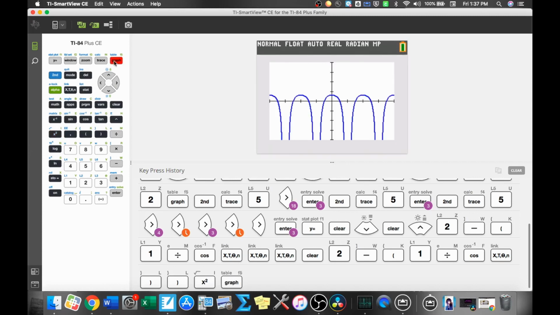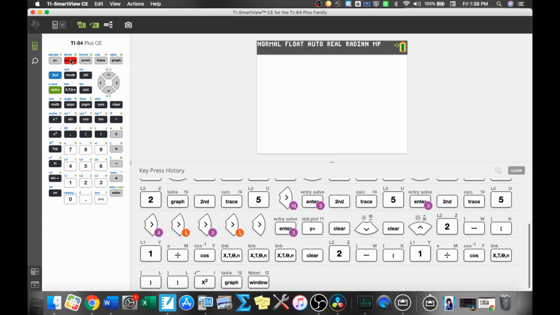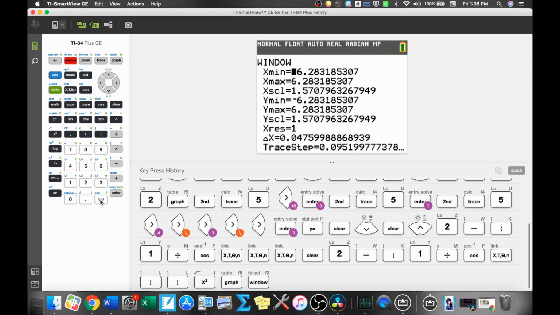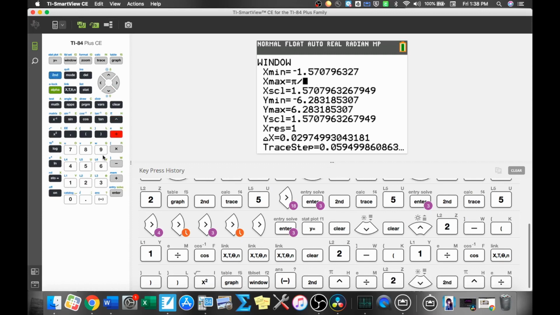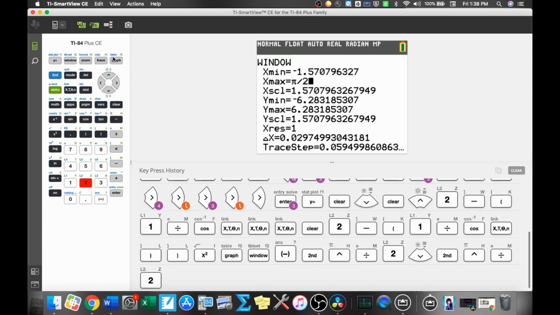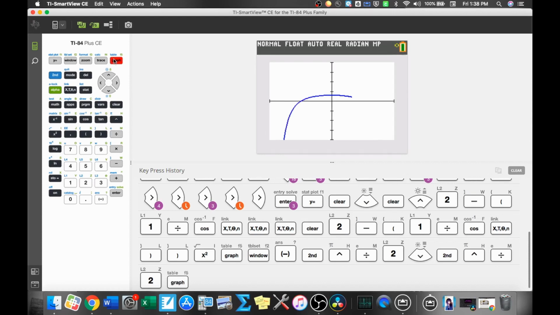But again, I'm only interested in what is happening between negative pi over 2 and positive pi over 2 on the x-axis. So now I'll go back to my window and change my x min to negative pi divided by 2, and my x max to positive pi divided by 2. And now let's take a look at the graph.